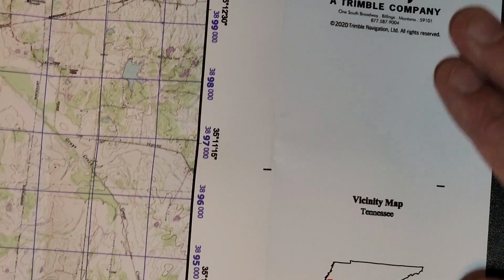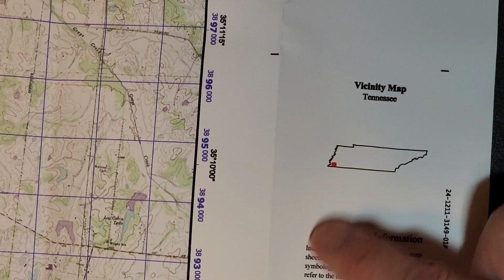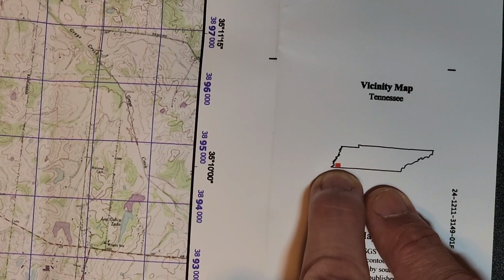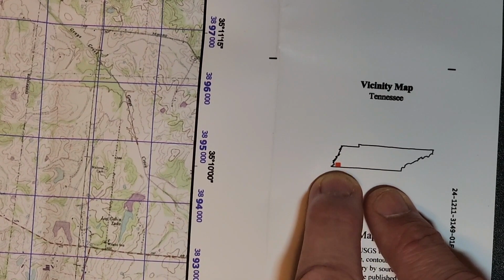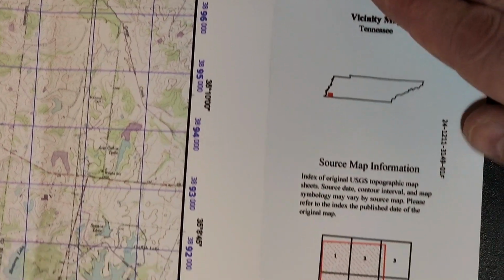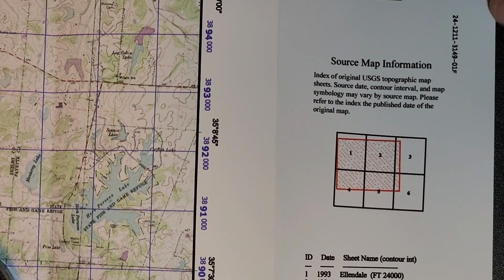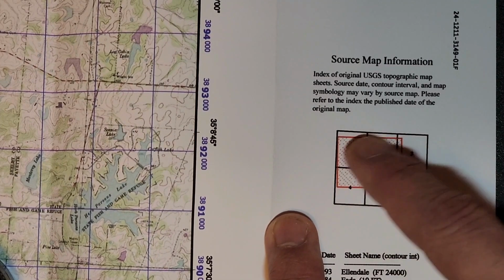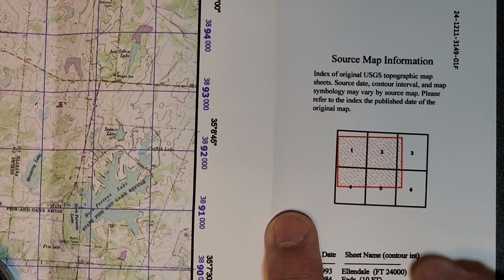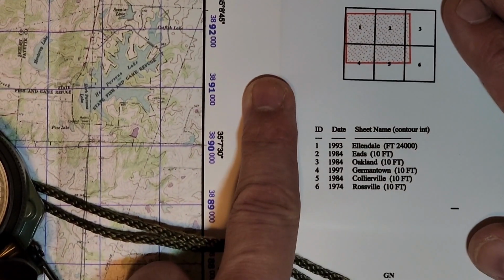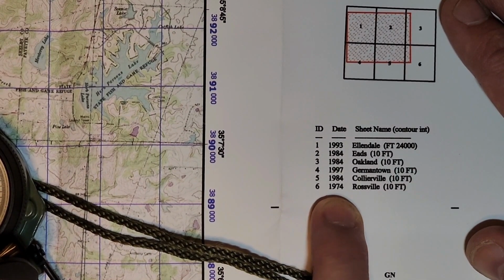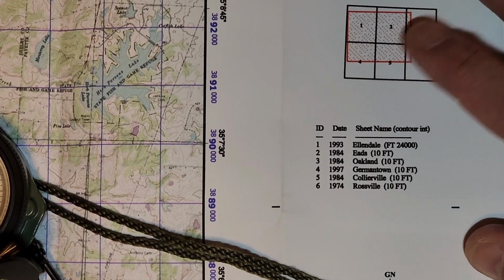And then if we go down a little bit further, we see our vicinity map. This is the state of Tennessee where I am. That little red square down there is the actual area of our map. If we go down a little bit further, we see our source map information. This may or may not be on yours. This map is actually comprised of these 6 maps, and it'll even give you the date of those maps: 1983, 84, 84, 97, 84, and going all the way back to 74.